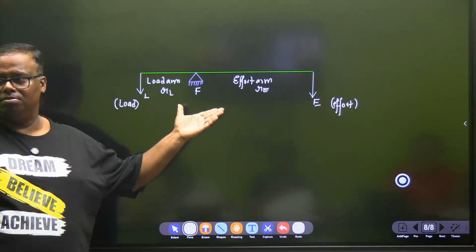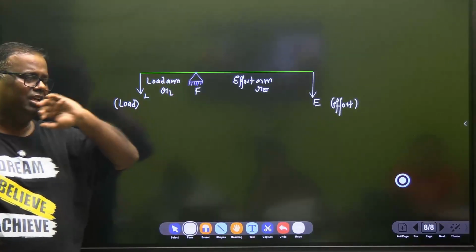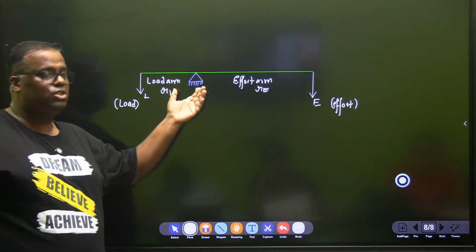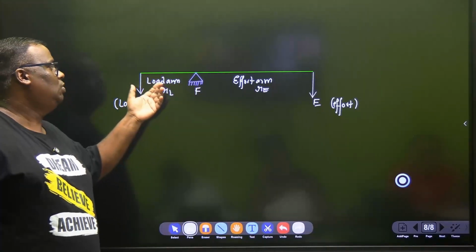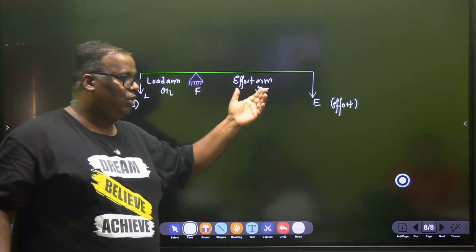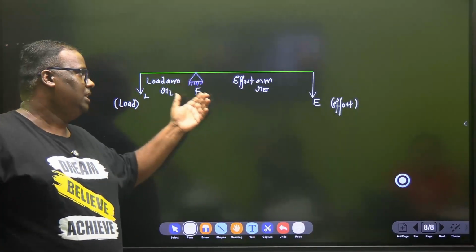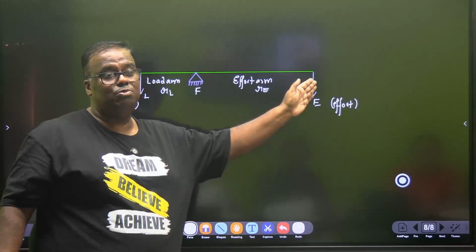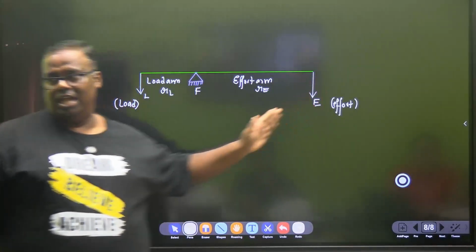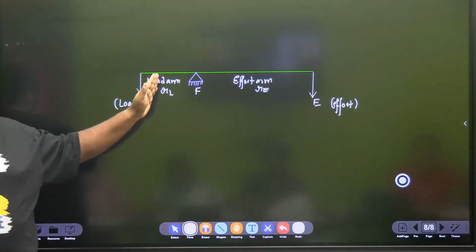Just think like a small kid. If you have a seesaw, and one boy is lighter, the lighter boy has to sit at a much greater distance, and the heavier boy will be sitting at a nearer distance.